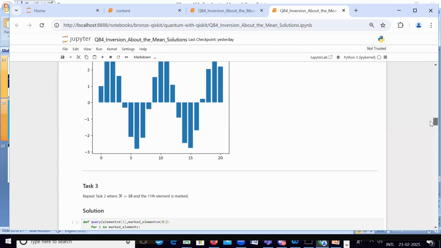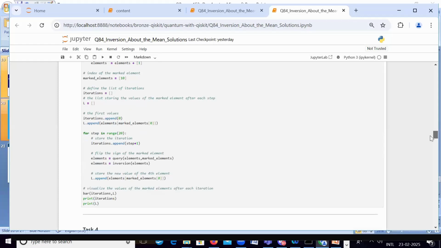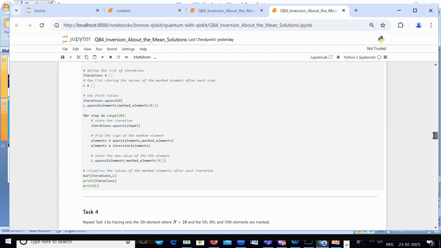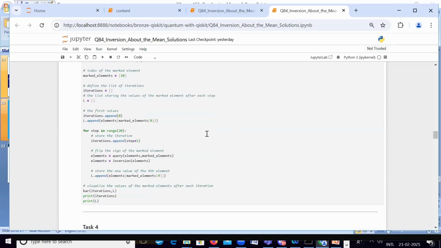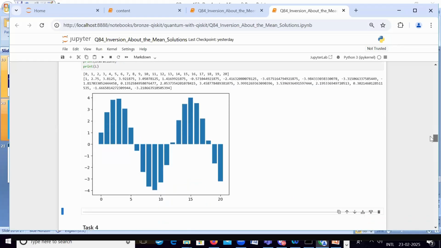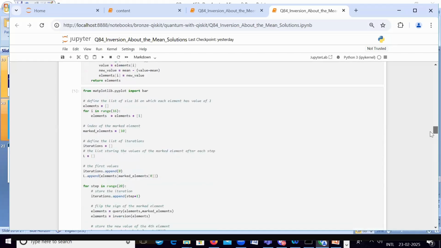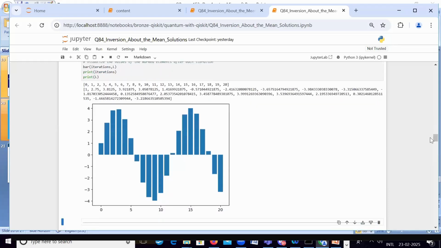We have to check the 3rd one. This one. And this one, the element is in the same way, iteration is same, and the first function is also same, the 2 sets of the function inversion. And let's check the outcome here. And 11th, in the iteration, 11th is been marked, and that's been represented like this.